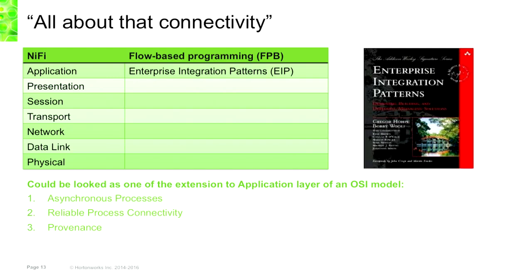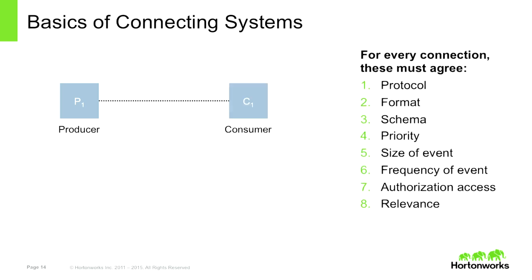So as already mentioned, asynchronous processing, reliable process connectivity, and provenance are kind of the key concepts within NiFi. So basic connectivity of the systems is no different than any other. Like I said, it's a pipes and filters architecture. You have a pub sub model where you have producers that produce data, consumers that consume data. And obviously those consumers themselves could be producers because they may be producing some other data from the data that they just consumed.